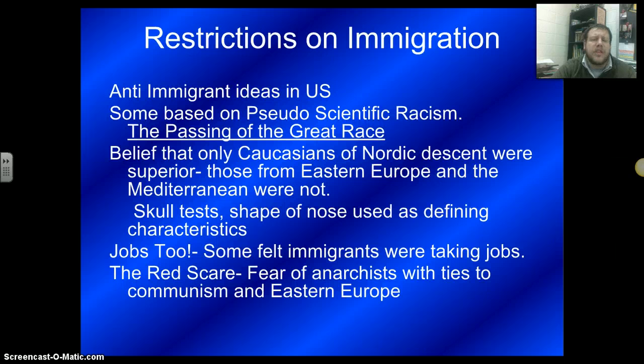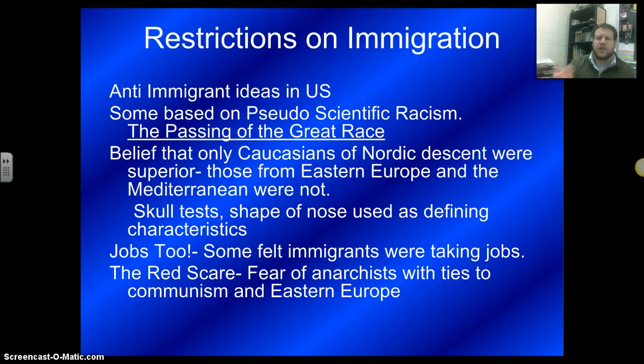We do see some change in immigration though. There's a pseudo-scientific, fake science that was printed in something called The Passing of the Great Race. That basically said only Caucasians, white people from a Nordic or North European descent, were superior. And they had all these different weird tests. They would test the skull and the shape of the nose and all kinds of stuff to see who was going to be top and bottom. This is where some of Hitler's ideas come from, this very movement.